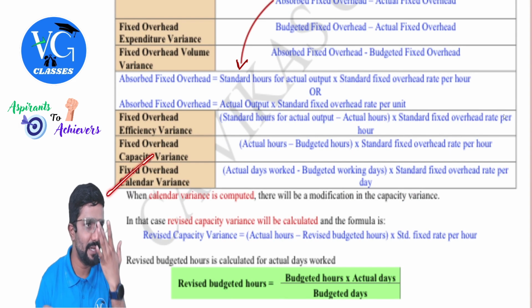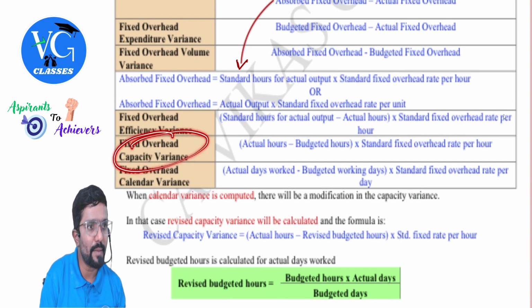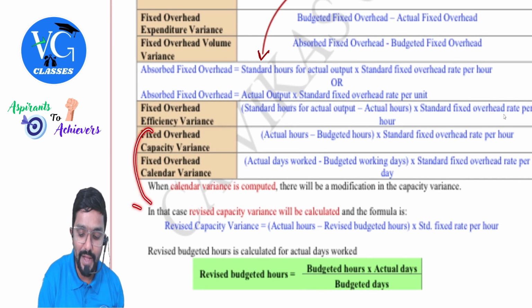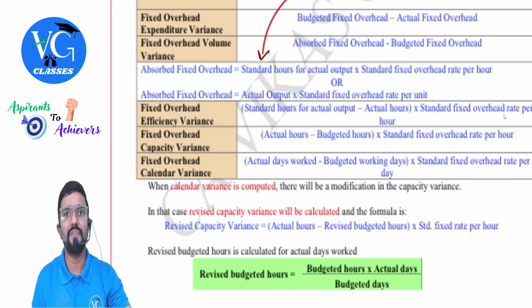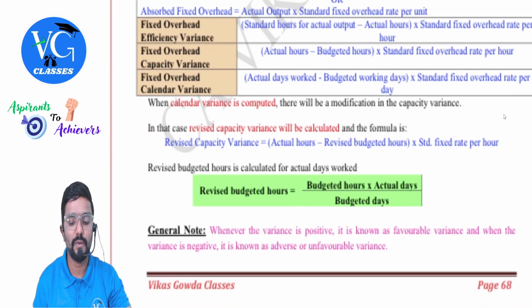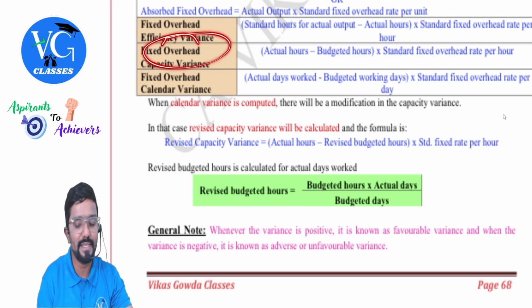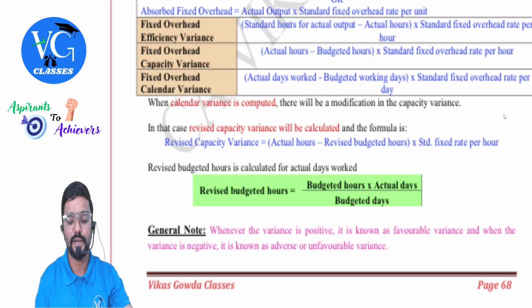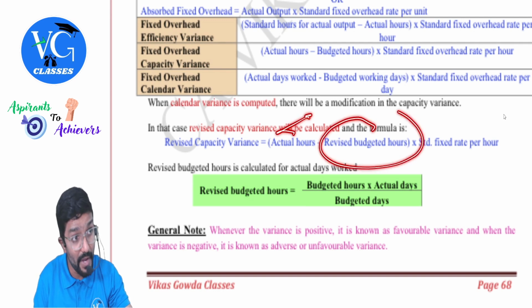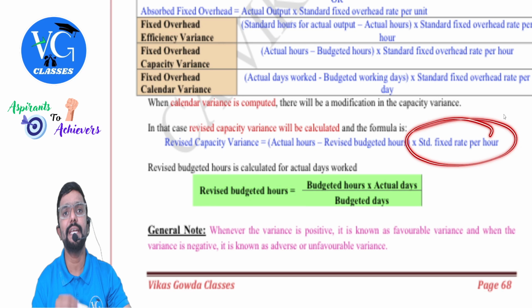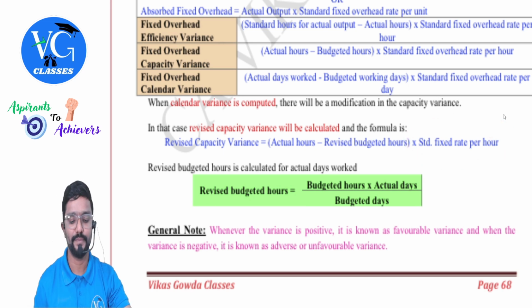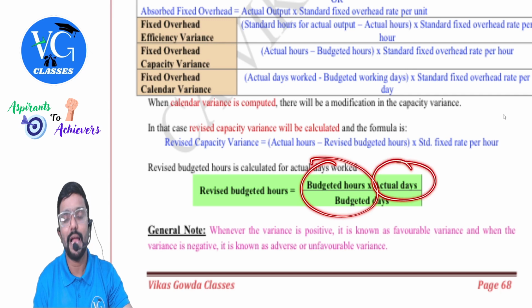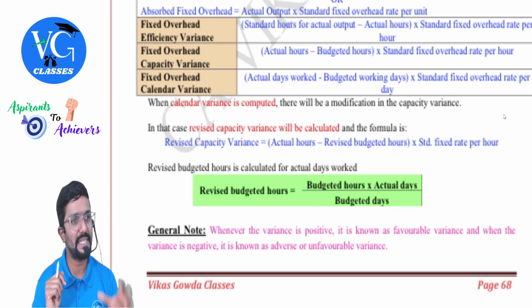And whenever we calculate calendar variance, then instead of calculating capacity variance, we need to calculate revised capacity variance. Sir, what is the formula? See, same thing, capacity, but this will change. Actual hours minus revised budgeted hours into standard fixed overhead rate per hour. Sir, how do we get revised budgeted hours? Budgeted hours is for budgeted days into actual days. Means in simple, budgeted hours we are converting for actual days, sir.